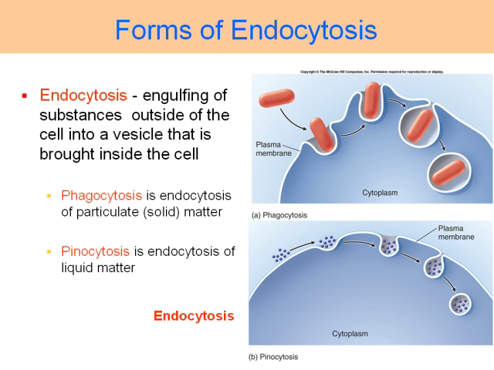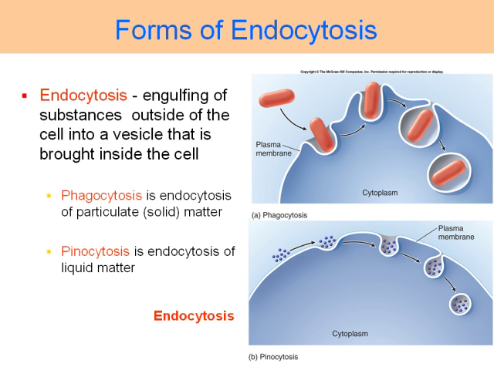Phagocytosis is endocytosis of particulate or solid matter, while pinocytosis is endocytosis of liquid matter. So phagocytosis is where solid stuff is coming into the cell, and pinocytosis is where liquid stuff is coming into the cell. If you look at the diagram to the right, at the top you're going to see an example of phagocytosis where you have particulate matter coming into the cell.